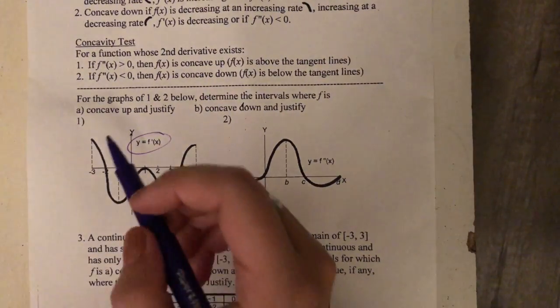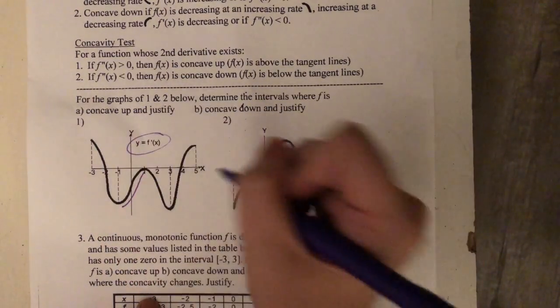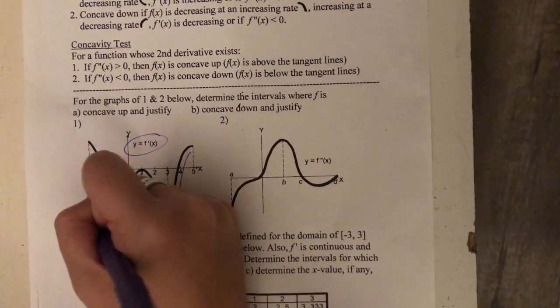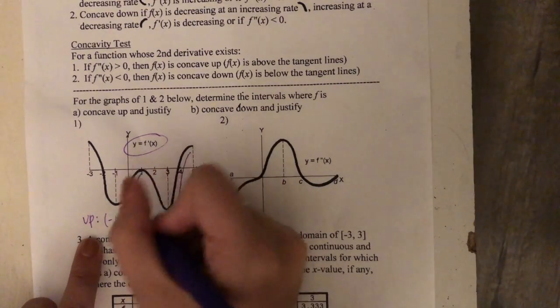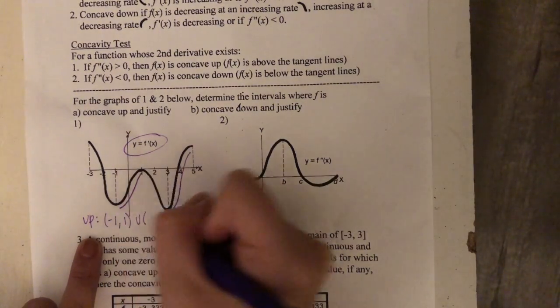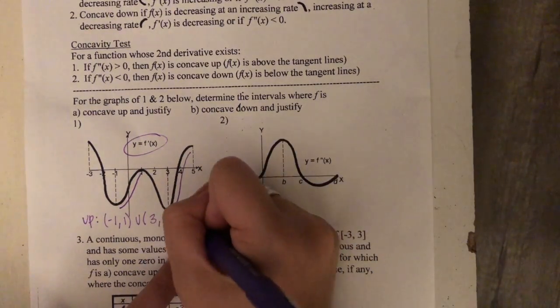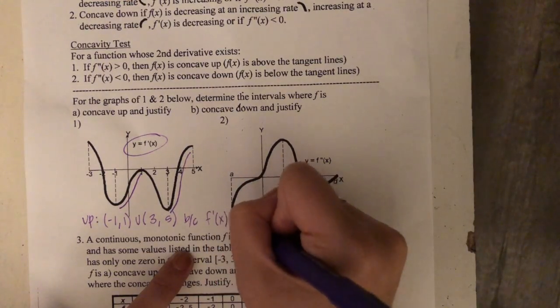So I am increasing, this is decreasing, here is increasing, and here is increasing. So I would say it is concave up from -1 to 1, and from 3 to 5, and then that justify we would say because f prime of x is increasing.